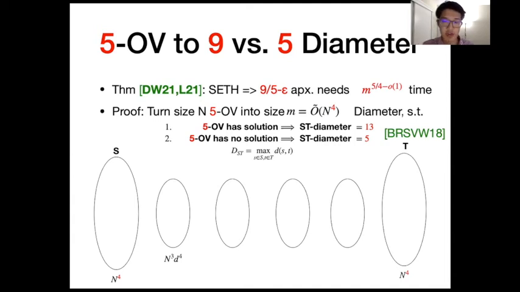Okay, so how do they construct such a graph? The set S is going to have one vertex for every 4-tuple of vectors A, B, C, D, and T is going to do the same.